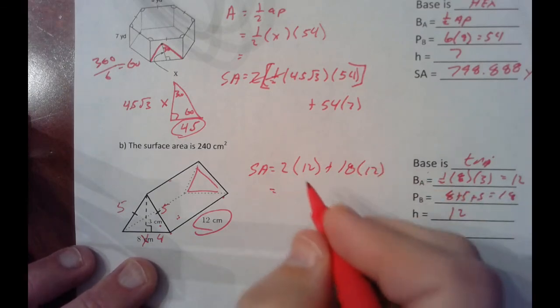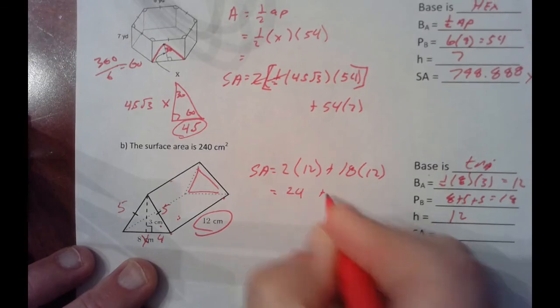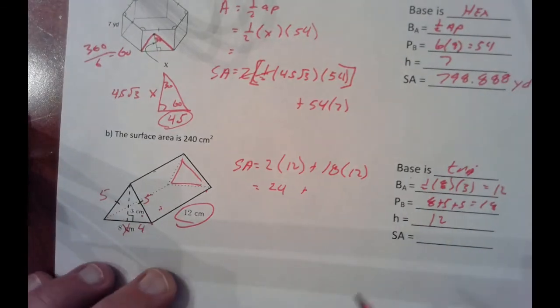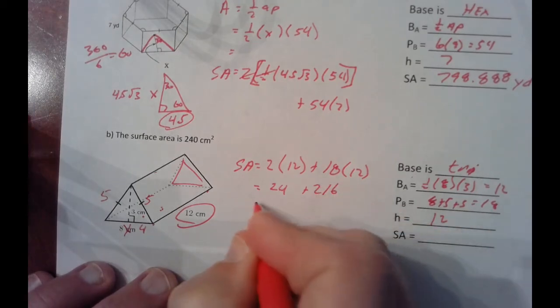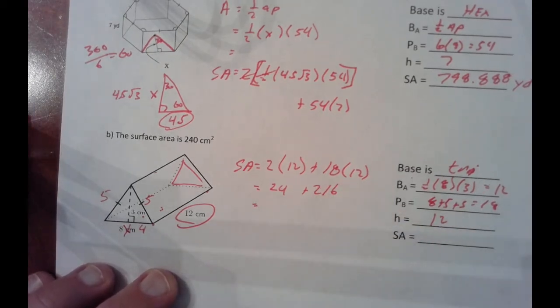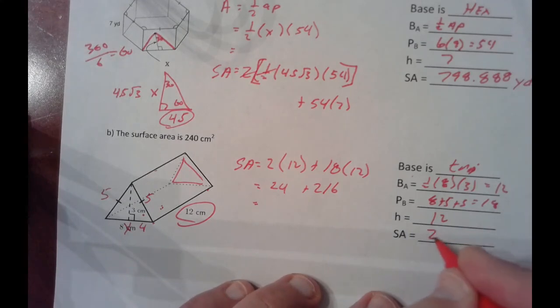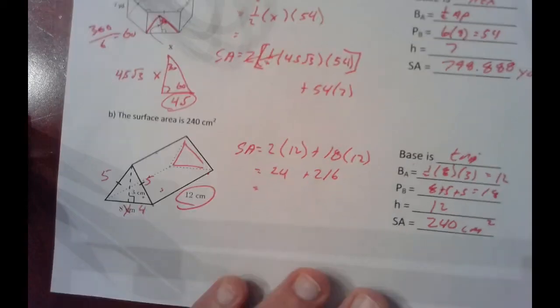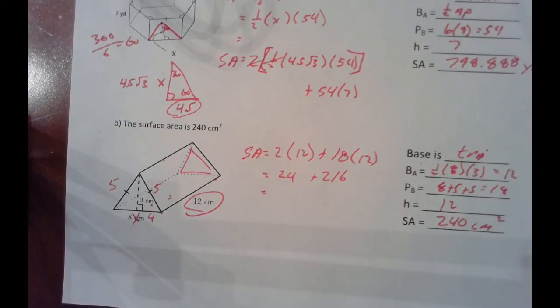All right, so then I've got 24 plus, I don't know what that is, 216. 240 centimeters squared. All right, took a little bit of a long time.